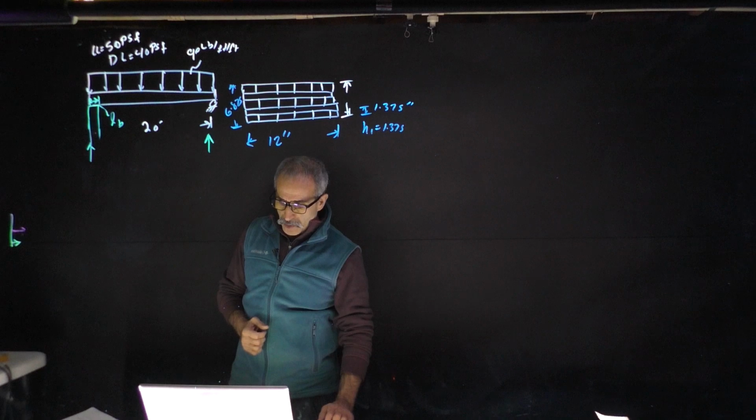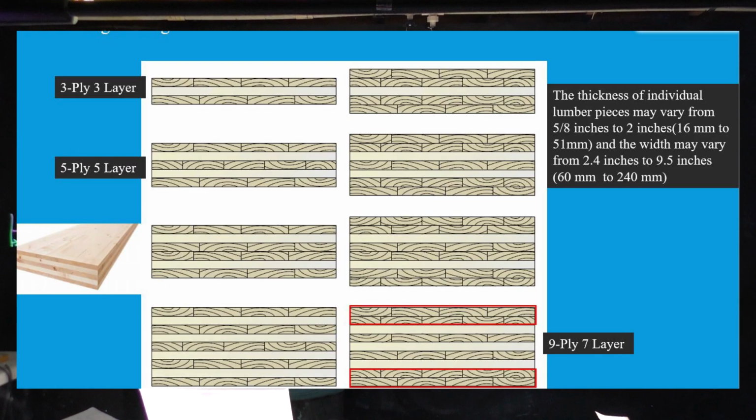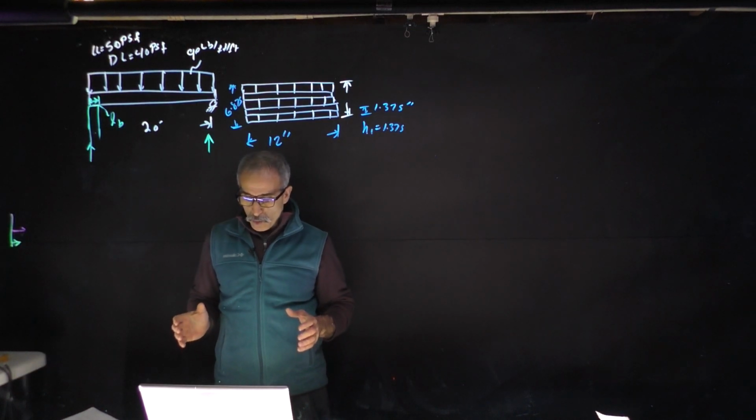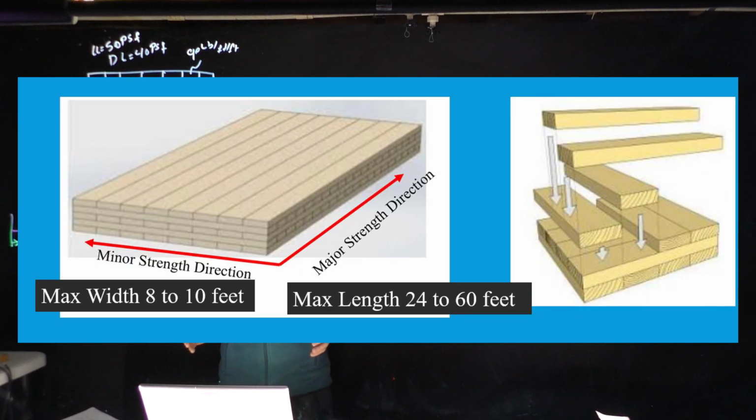The thickness of individual lumber pieces may vary from 5/8 inches to 2 inches, and the width may vary from 2.4 inches to 9.5 inches. Your CLT panels are two-way slabs, and the stronger direction follows the grain of the outer layer. The outer layer is the important one.